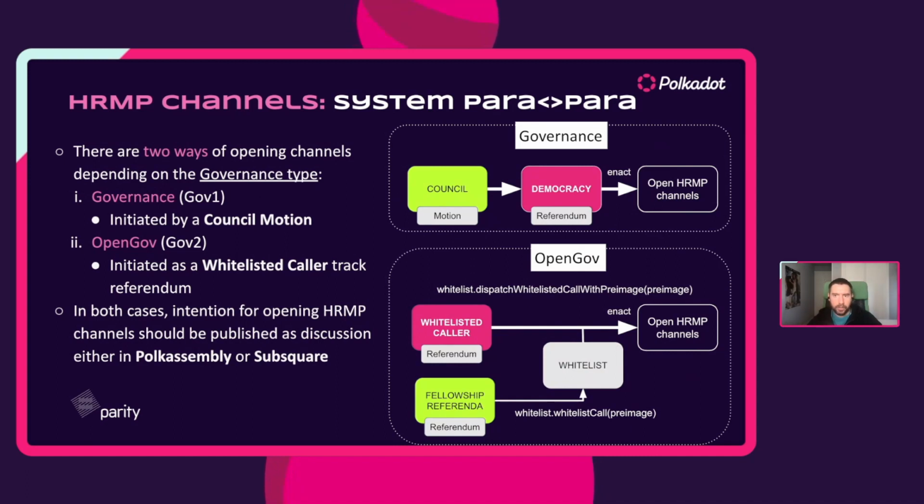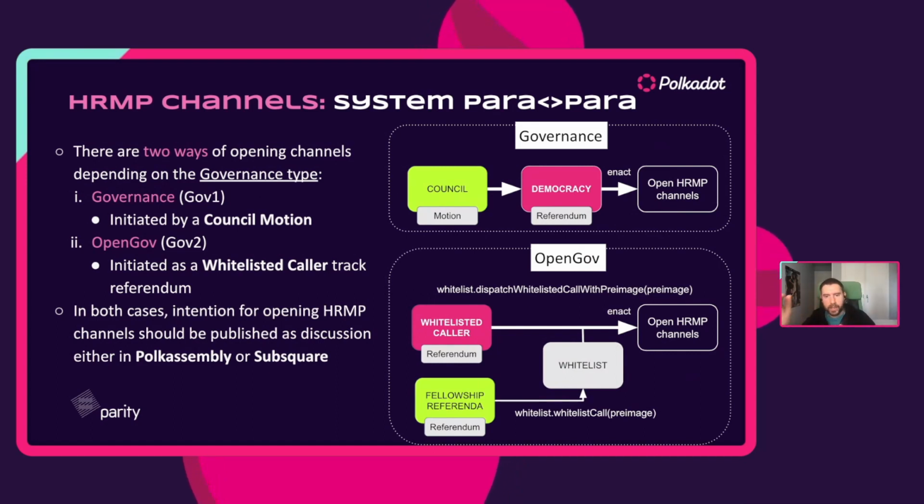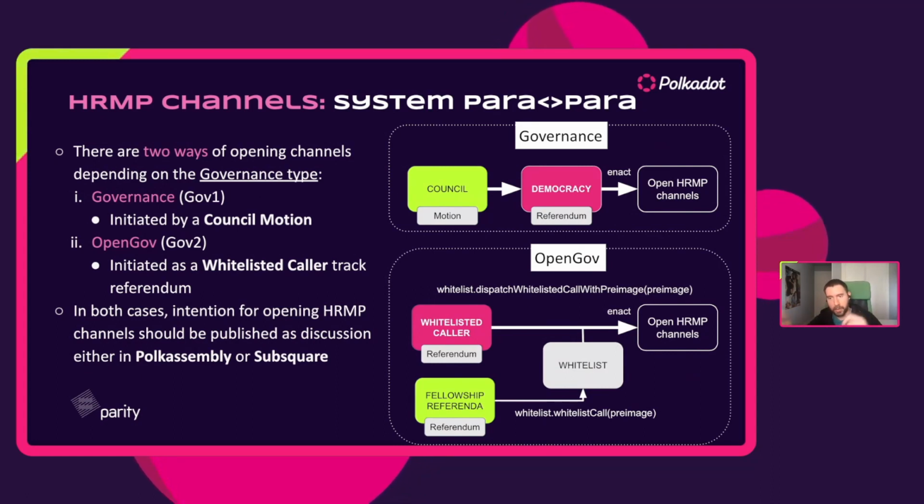On the other hand, if you are in Kusama, where there is already the new governance version 2, OpenGov, we have two different tracks that can happen at the same time. On one side, you have the whitelisted caller track with a referendum with the pre-image. The pre-image is like the call that will open the HRMP channels.